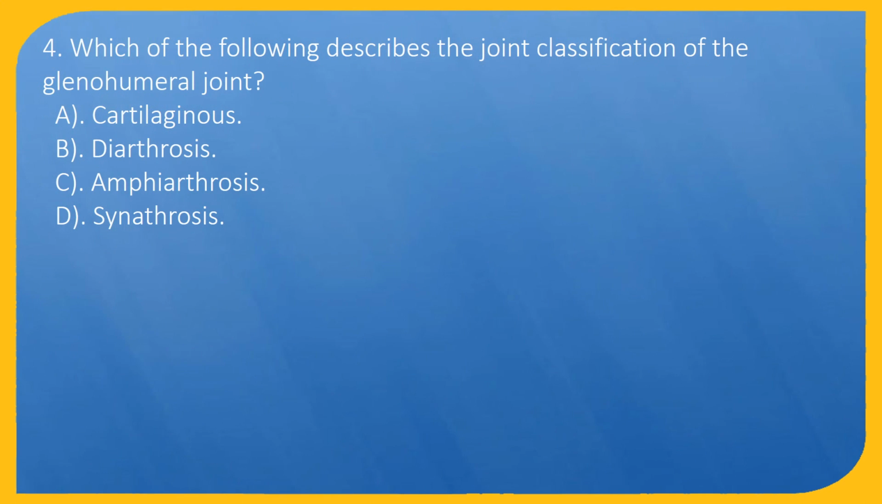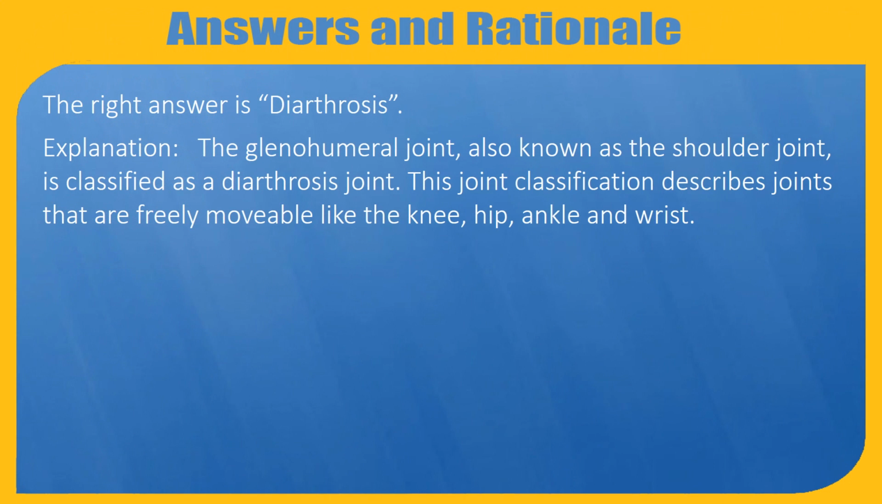Question 4. Which of the following describes the joint classification of the glenohumeral joint? A. Cartilaginous. B. Diarthrosis. C. Amphiarthrosis. D. Synarthrosis. The right answer is diarthrosis. Explanation. The glenohumeral joint, also known as the shoulder joint, is classified as a diarthrosis joint. This joint classification describes joints that are freely movable like the knee, hip, ankle and wrist.